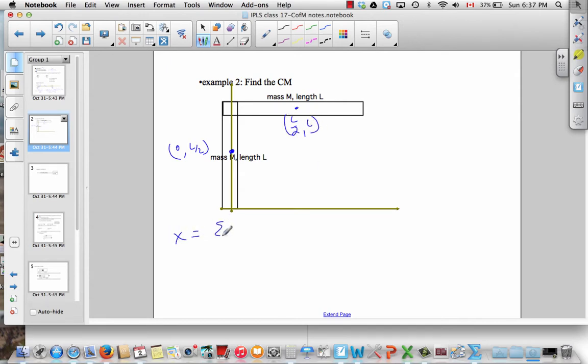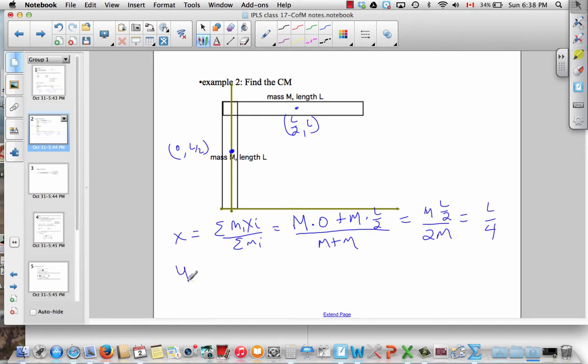So when you find the x-coordinate of the center of mass, we have to do this algebraically. The first piece is centered at x equals 0, the second piece is centered at L over 2. Then we divide by the sum of the masses, so we get mL over 2 divided by 2m. Now simplify that, cancel the m's, L over 2 over 2 is L over 4.